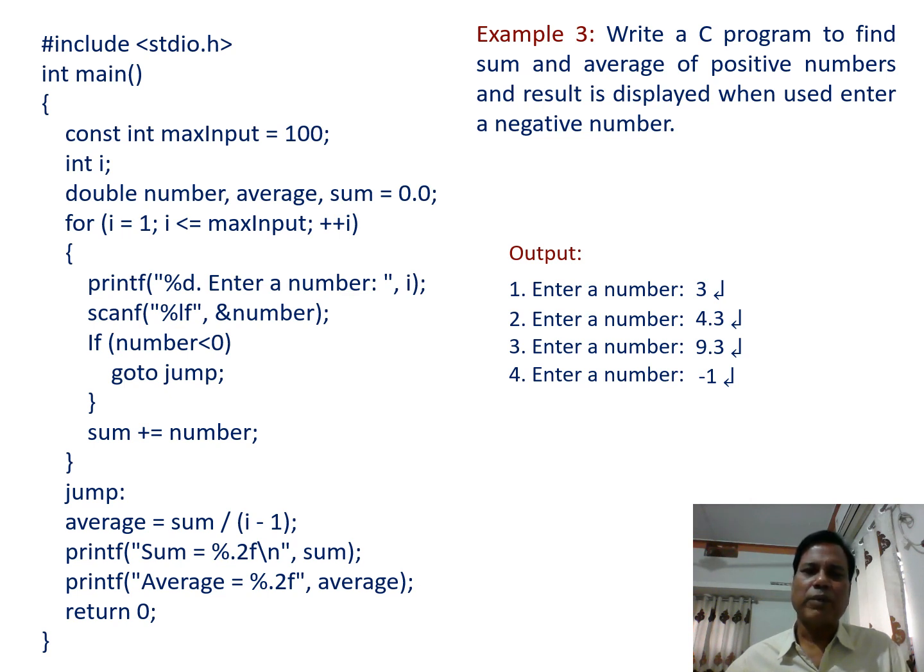But when it enters -1, if number is less than 0, -1 is less than 0, the condition becomes true, and then using the goto statement, goto jump, control jumps to the jump label, and after the jump label the average is calculated, and then we print the output result, sum and average. So in this way sum equal to 16.60 and average equal to 5.53 gets printed.